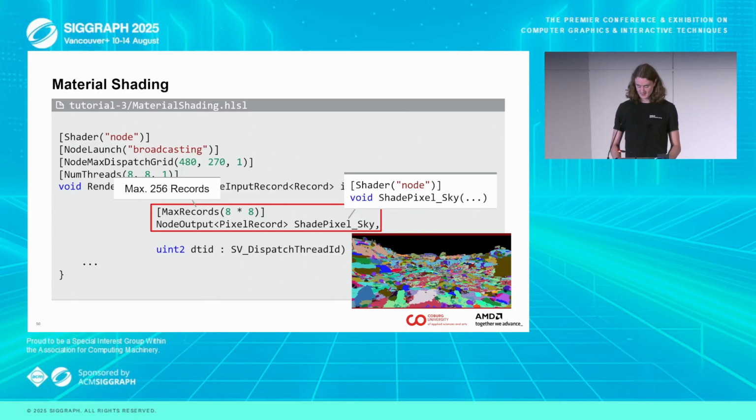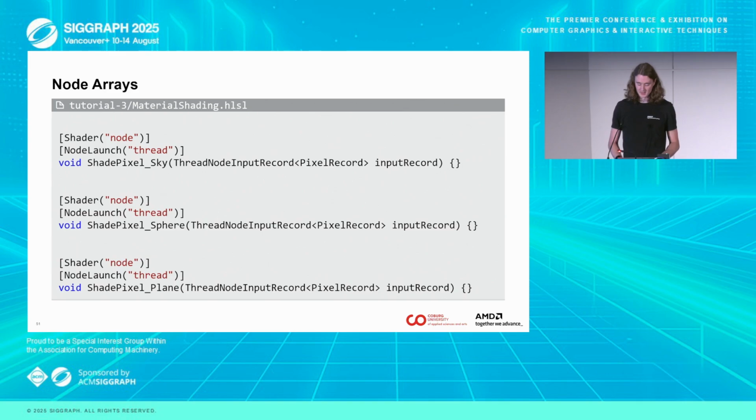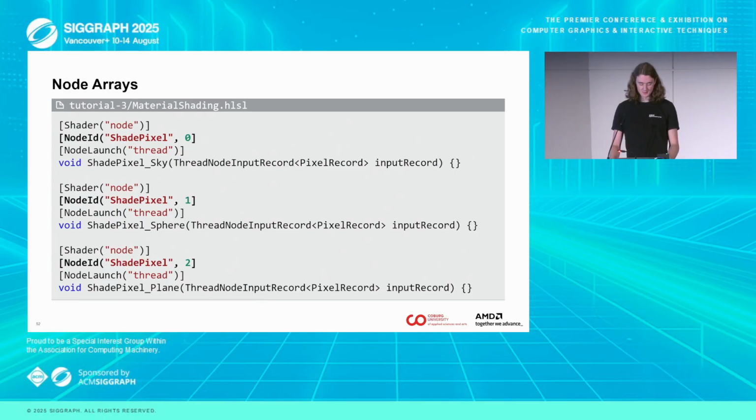Well, WorkGraphs has a nice feature for us here, and that's called a node array. A node array basically allows you to combine multiple nodes of the same launch type and same input record into one larger meta node. And we can use this for all of our shade pixel nodes here. We can just combine them in a node array shade pixel. And if you're wondering what those zeros that we already had when declaring the node ID were, that's the index in this node array. So we set this to 0, for example, for the sky material, to 1 for the sphere, to 2 for the plane, and so on and so forth.